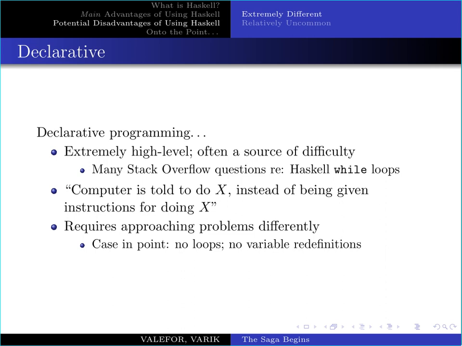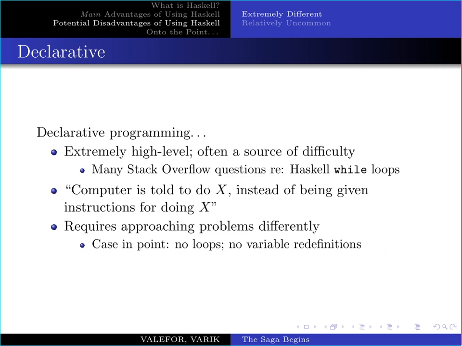Some potential disadvantages of Haskell. Well, what I think are the main disadvantages are just how different Haskell is from a lot of other programming languages. Namely, Haskell is declarative. Which, in a nutshell, means that Haskell is extremely high level, and the computer is told what to do instead of being given instructions to do something. This means that you need to approach problems a bit differently.